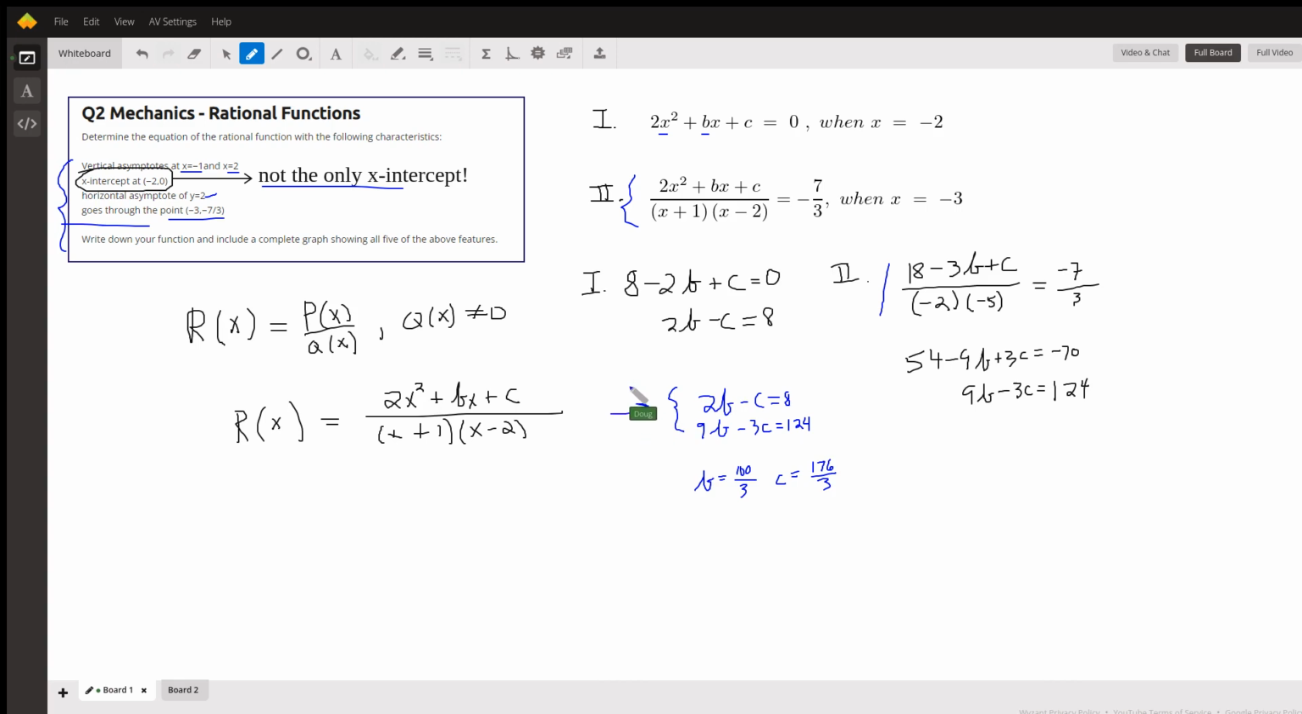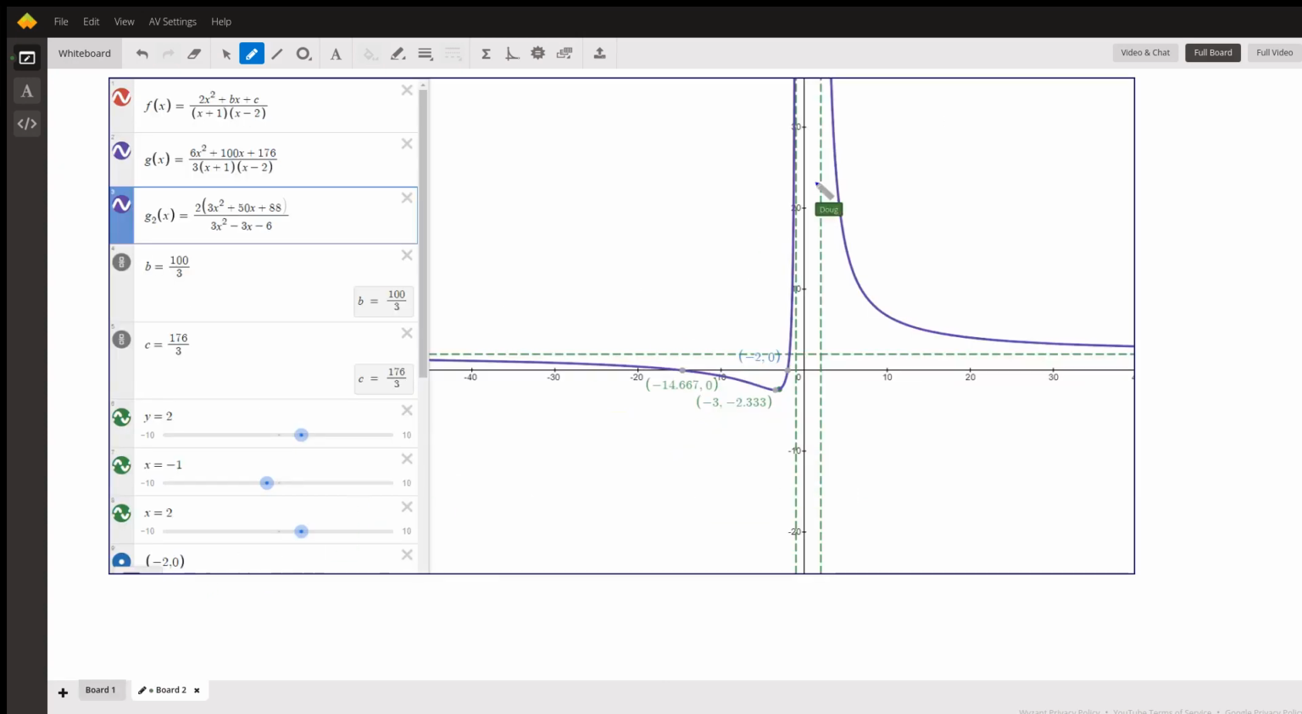You probably want to multiply the first equation by -3, then add the results. I'll let you take care of that, but here's what you get. B is 100/3, C is 176/3. So let's see how that works. Here's the graph, or here's the function definition, where B is 100/3, C is 176/3.